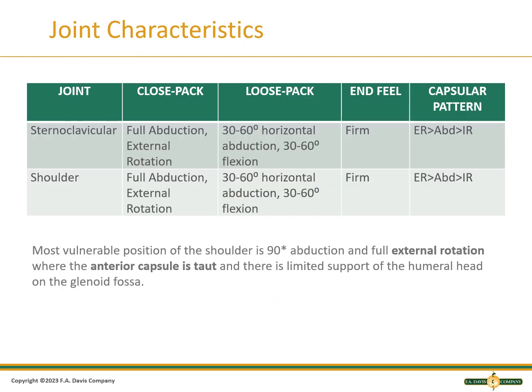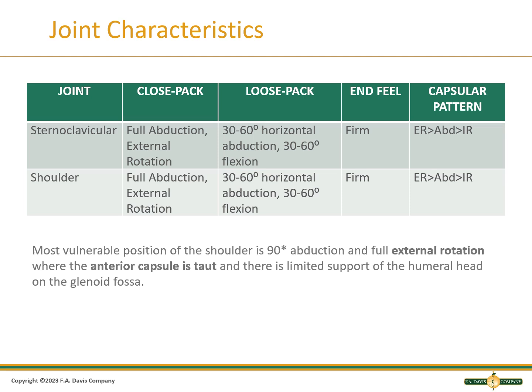Joint characteristics. So we talked about sternoclavicular joint characteristics in the shoulder girdle lecture. This helps create a correlation and helps you understand how those joint characteristics evolve through joints. So for the shoulder, we're looking at the closed pack position, where we have the most bony approximation, being the position of full abduction and external rotation. The loose pack position, where we have the least bony approximation and the most movement that we can provide for accessory motions within the joint when we're applying mobilizations, is going to be 30 to 60 degrees of horizontal abduction with 30 to 60 degrees of flexion.